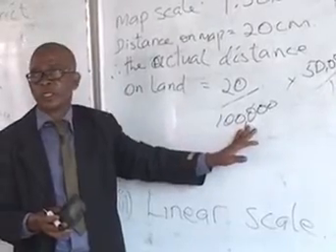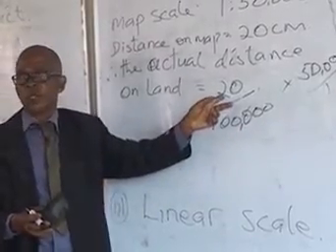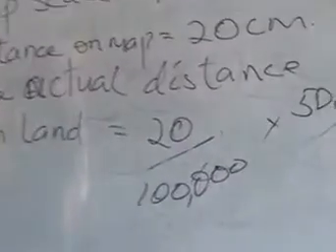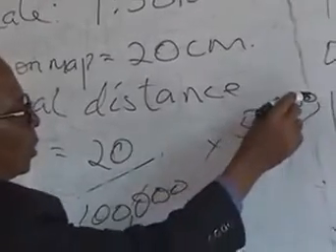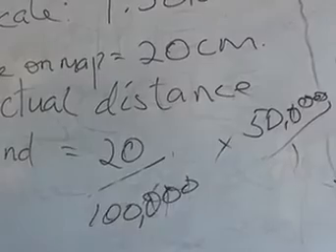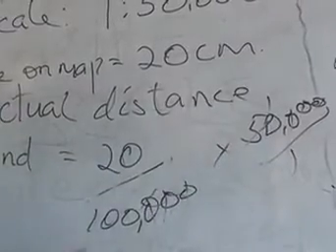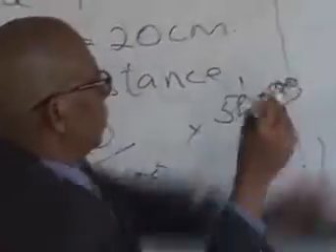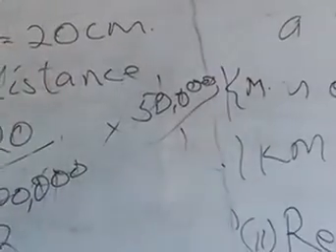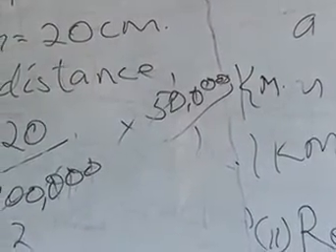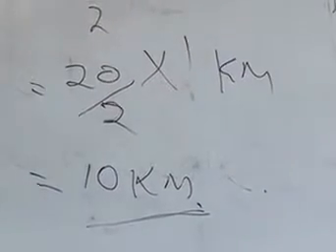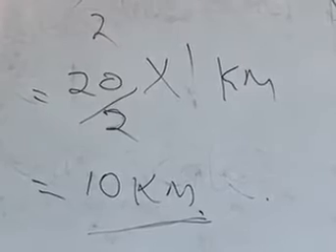This denominator here is constant. This one is also a variable. It depends on what you measure on the map. We now cancel out. 50,000 here 1, 50,000 here 2. Everything in kilometers. And that will give us 20 over 2. The actual distance of that is 10 kilometers.